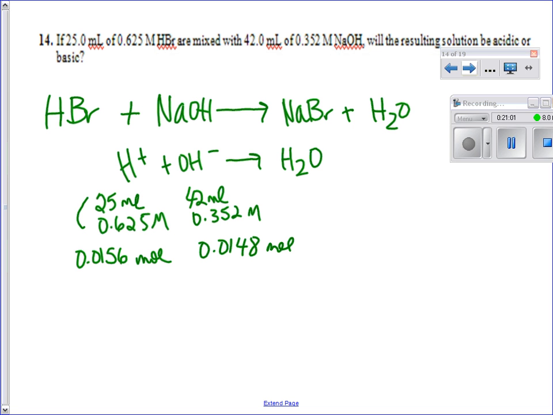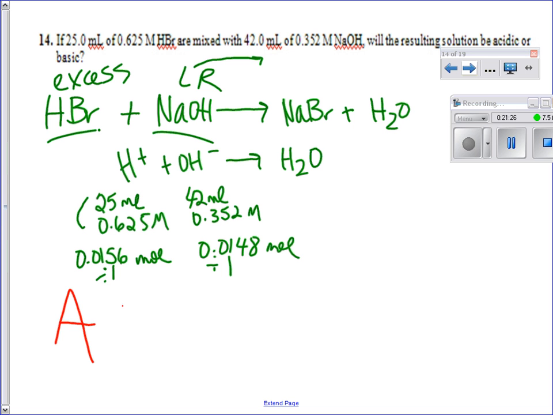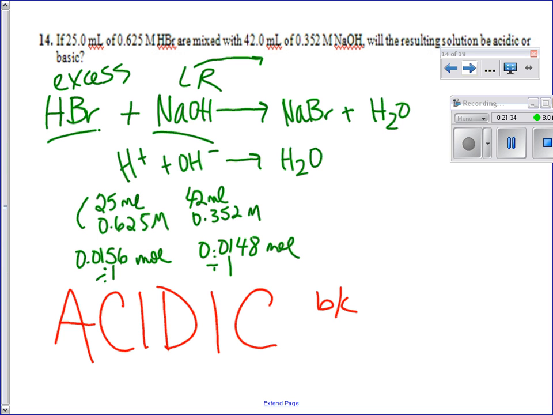All right. The ratio, this equation's balanced, so it's a 1-to-1. So which one is used up and which one's in excess? This is in excess. This is your limiting reagent, or limiting reactant. All of this is going to go over, leaving us with extra acid. So this is what type of solution? Acidic. I like writing big on the board. Acidic because of excess acid.